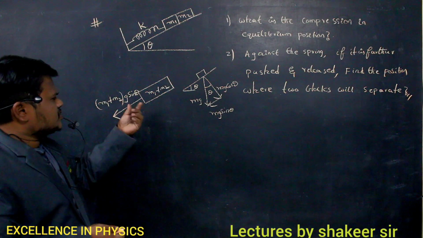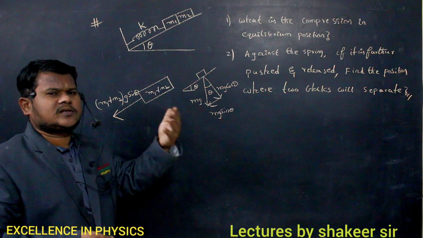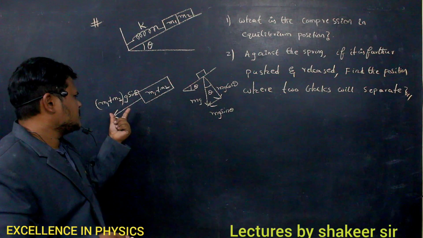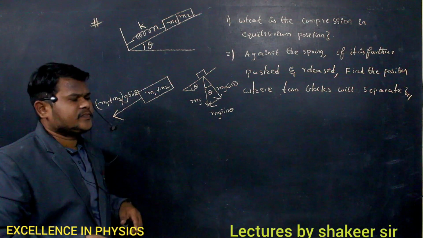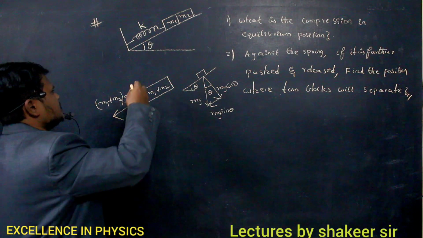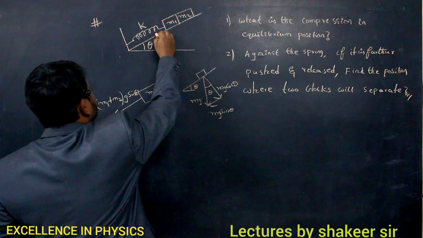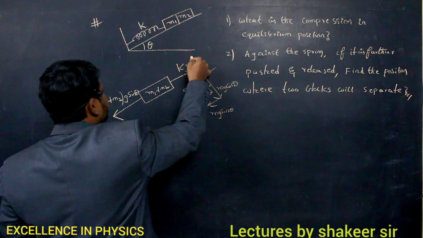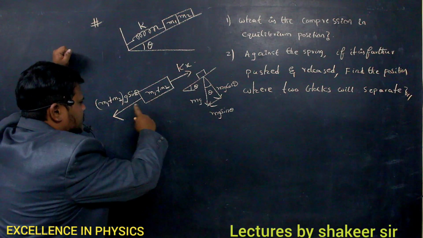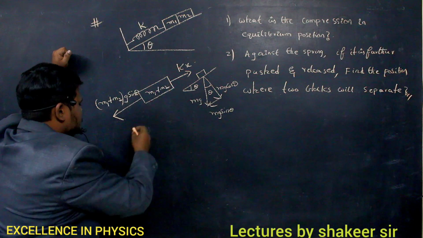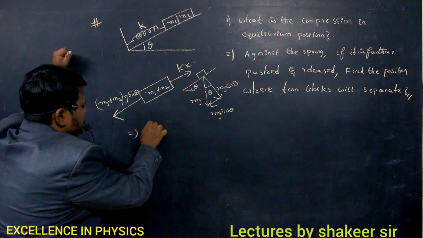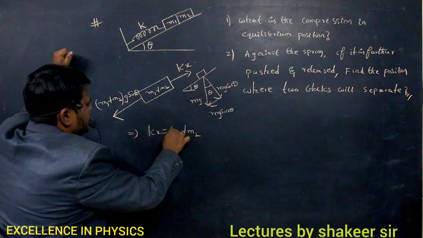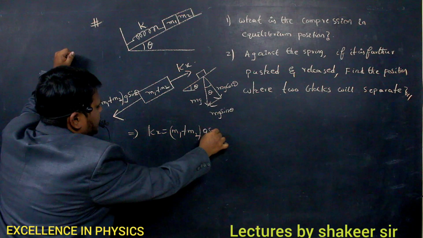Clear? But these bodies are in equilibrium. It means there is another force which is pushing these bodies upwards, and that force is balancing m1 plus m2 into g sin theta. So what can be that force? That force is nothing but the restoring force that is produced in the spring, which is in the opposite direction. That restoring force is given by kx. So these two forces must be balanced. How can I write a relation between them? I can write kx equals m1 plus m2 into g sin theta.